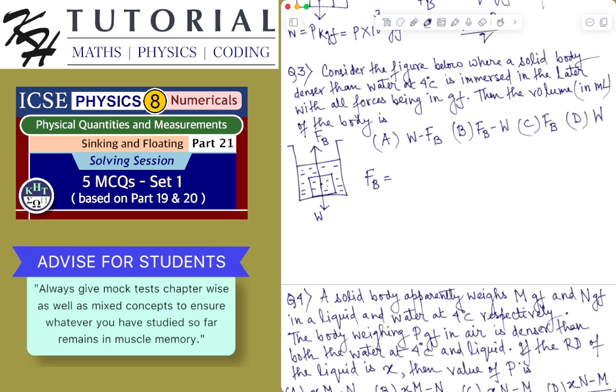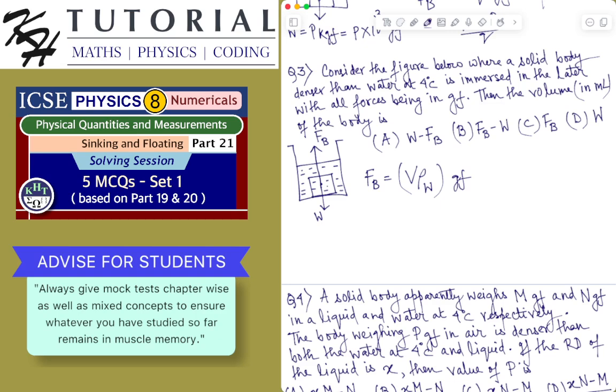The volume of the displaced liquid is the volume of the body, which is V, multiplied by the density of the water at 4 degrees centigrade. If we denote it by rho W, this V rho W gram is the mass of the displaced liquid, and so the FB, the buoyant force or the upthrust, will be this much gram force.